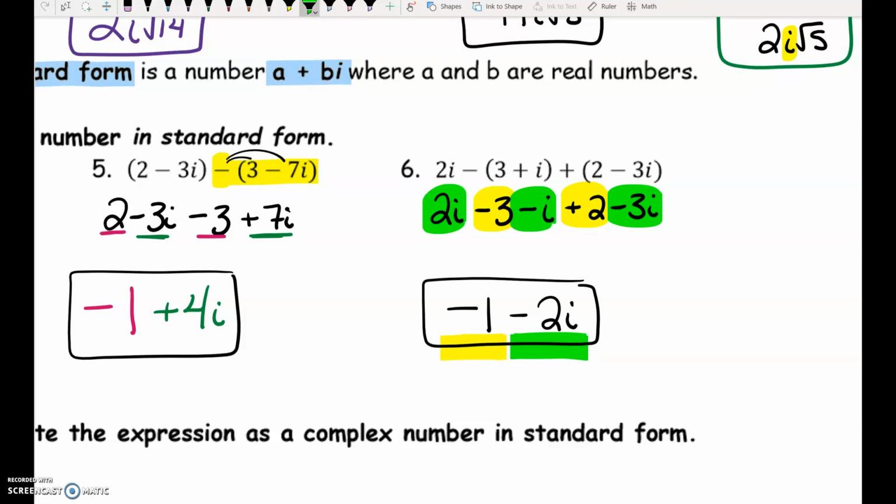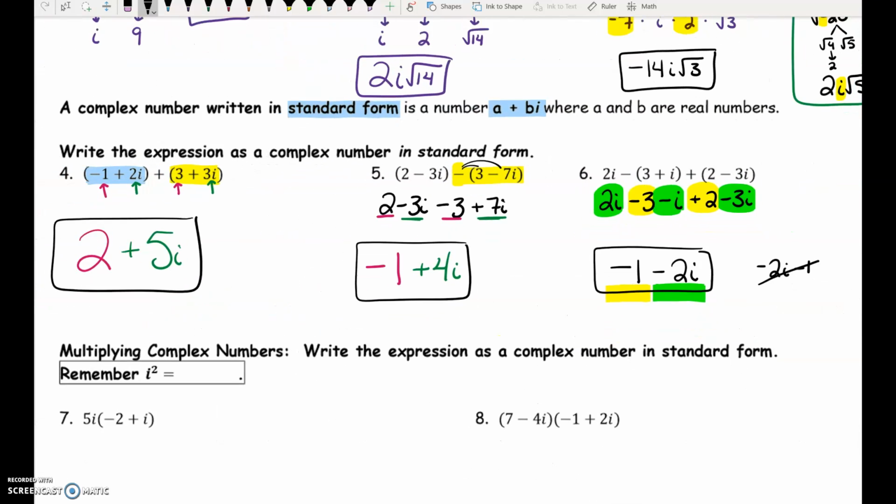And I've gotten the question, what if I wrote my answer -2i minus 1? That is not written in standard form. Standard form means that the real part -1 is first, the imaginary part -2i is second. So you have to write the i part second.